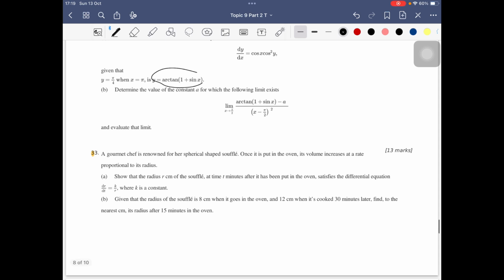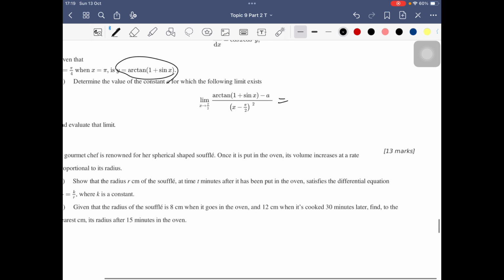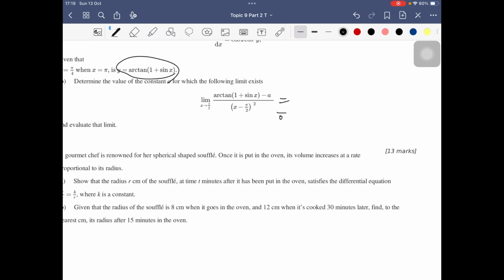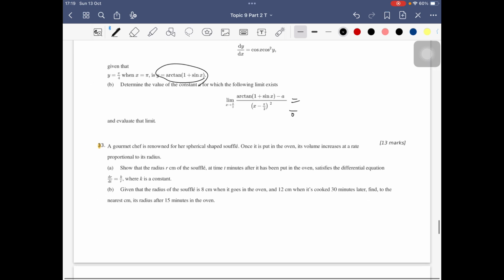Because here we already know arctan 1 plus sine x. So now when we put pi over 2 here, sine pi over 2 is 1, so arctan 2 minus maybe a is arctan 2. No, actually it doesn't say. You know a is arctan 2 because here the condition is that the limit exists.